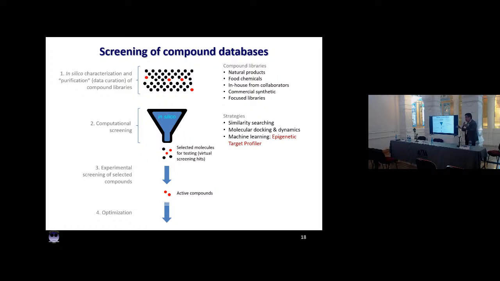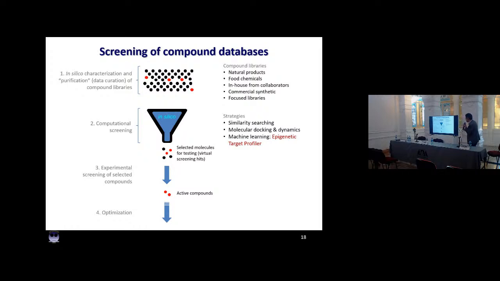For the computational screening, here we use a combination of methods, including similarity searching, which is extremely fast and very intuitive, molecular docking and dynamics when the crystallographic structure is available. Fortunately for the DNMTs, there are several of them, as I showed before, and we also use the machine learning models in the epigenetic target profiler.